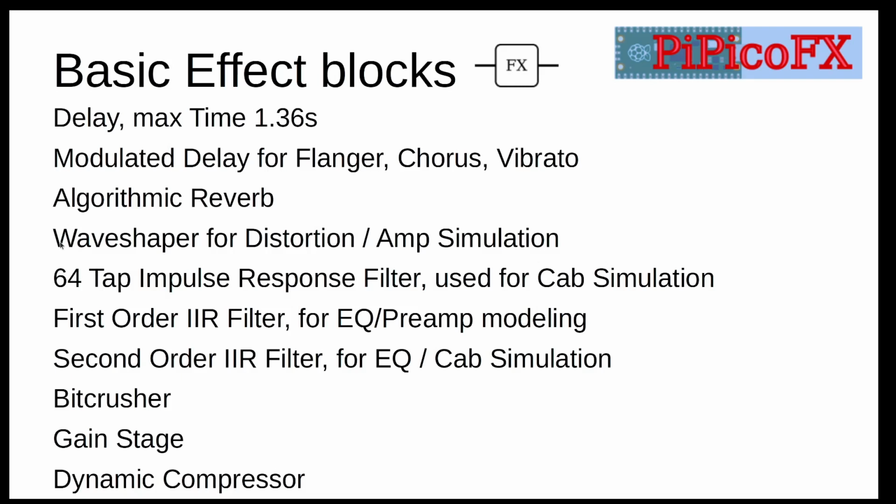Then an important block for an amp simulation is also a wave shaper. This allows you to distort the shape of a waveform. Amplitude distortion is the base, of course, for various distortion effects and also amp simulation. Then it has a 64 tap impulse response filter. It's used for cabinet simulation. It's sort of a shortened version of an IR filter. And then of course the standard DSP filter, a first order IIR filter, is implemented for EQ or preamp modeling, and a second order IIR filter, which is mainly used also for cabinet simulation.